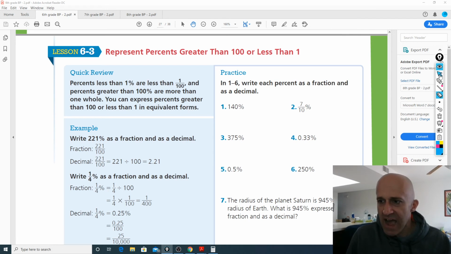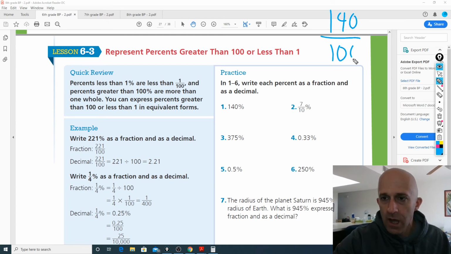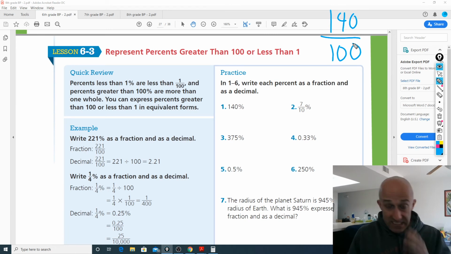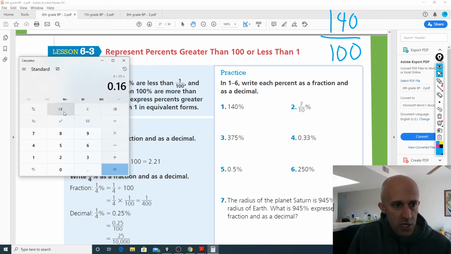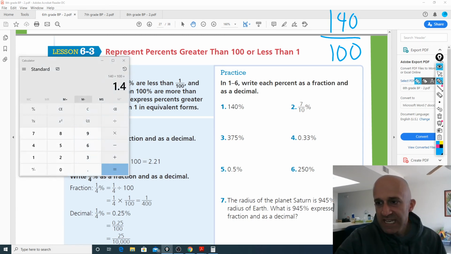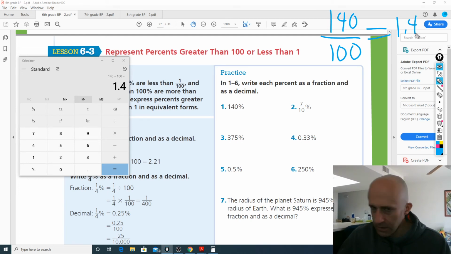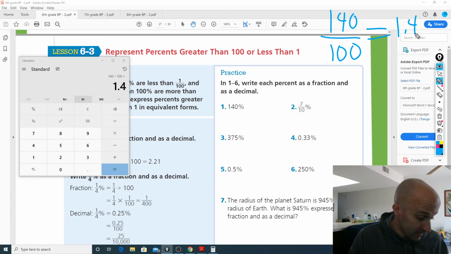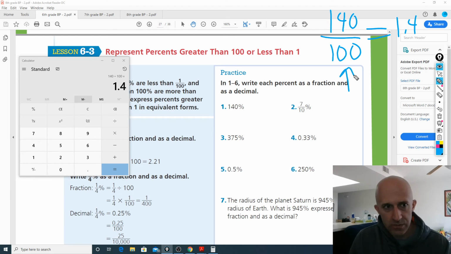Okay, so if I have 140%, as a fraction it's still 140 over 100. As a decimal, I then simply just take 140 divided by 100, and our decimal is going to be 1.4 on that. Okay. And can we reduce this? Yes, we could.